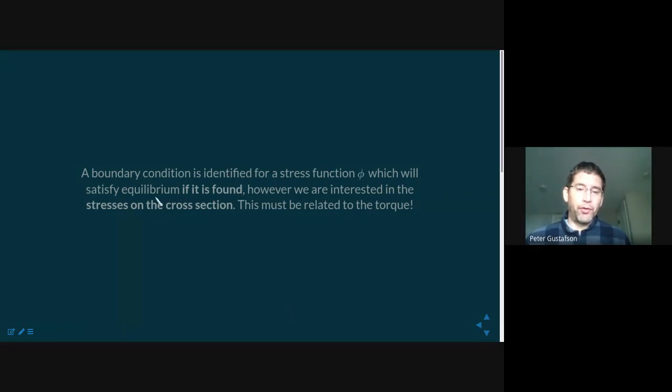And we then said, of course, it's not terribly interesting to know that this stress function satisfies the zero traction condition. That's a necessity, but it's not interesting. What we would rather find is what the actual stress on the cross section is, and ultimately the resultant torque that those stresses integrate to achieve. Because much like beams want to carry bending load, shafts want to carry torsion load, so we need to relate this stress function phi to the torque resultant on the cross section.